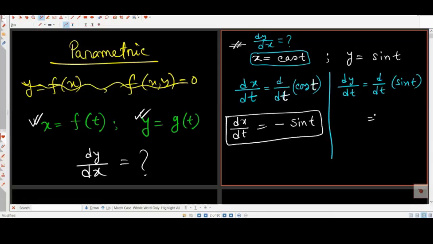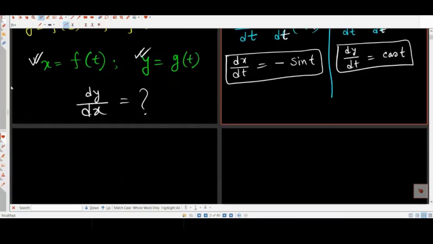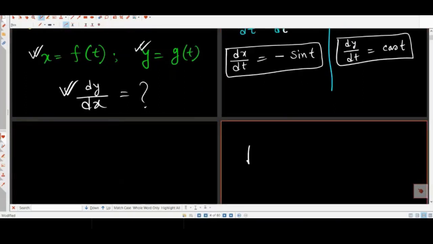Let's find dy/dt. So here we are differentiating sine t in terms of t. Differentiation of sine t in terms of t will be cosine t. So it is dy/dt. Now, our target is to find dy/dx. So let's find dy/dx.